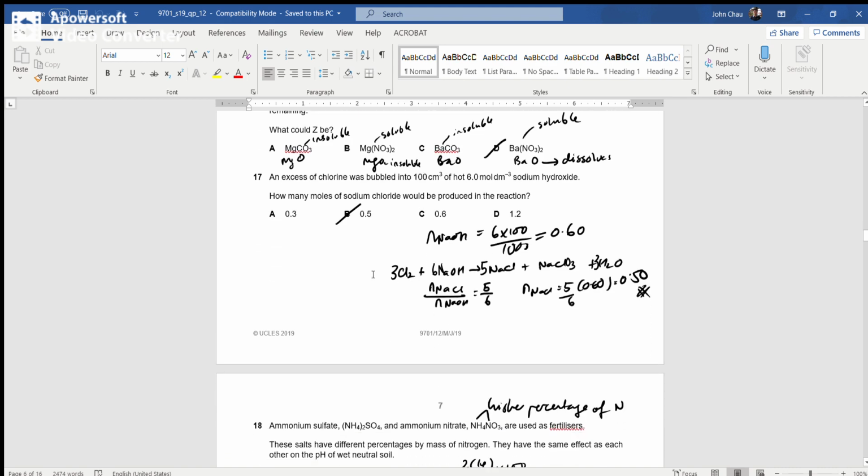17. An excess of chlorine was bubbled into 100 cm³ of hot 6 mol per dm³ sodium hydroxide. How many moles of sodium chloride will be produced in this reaction? This is a reaction of chlorine with hot sodium hydroxide, so you get sodium chloride 5.